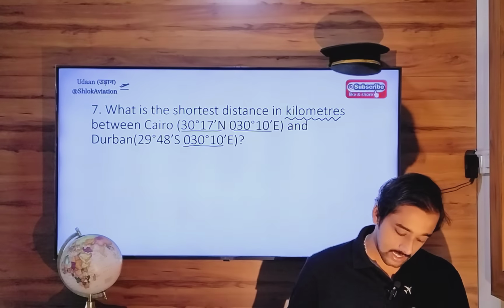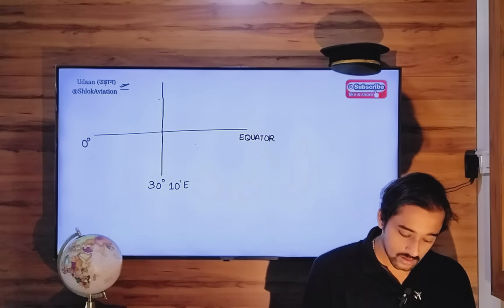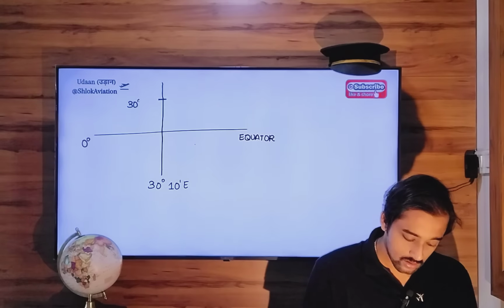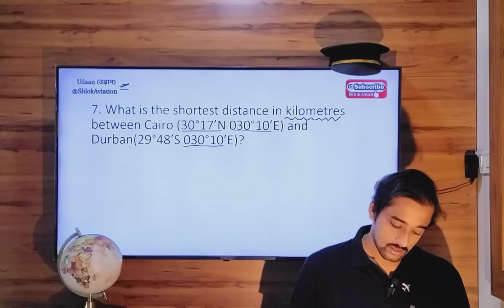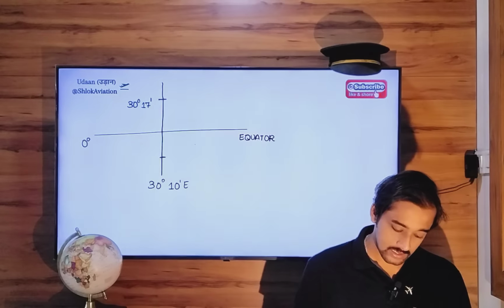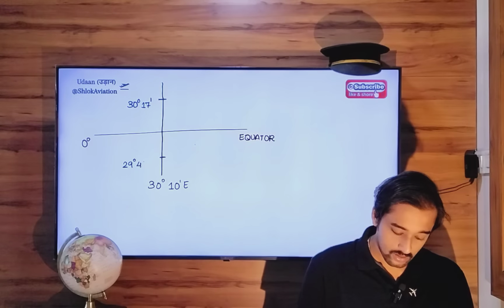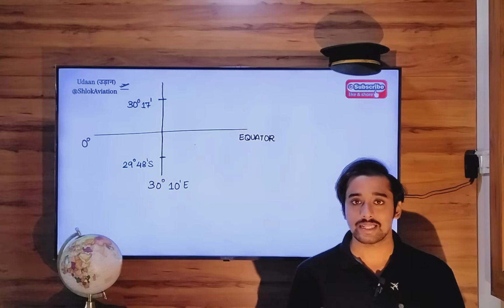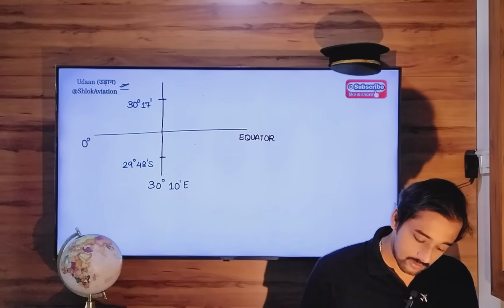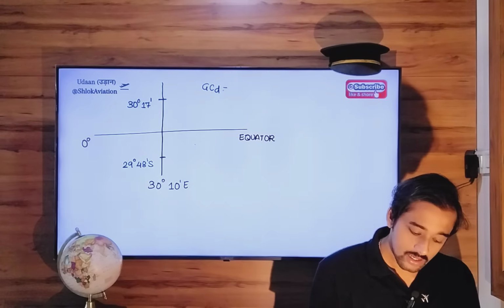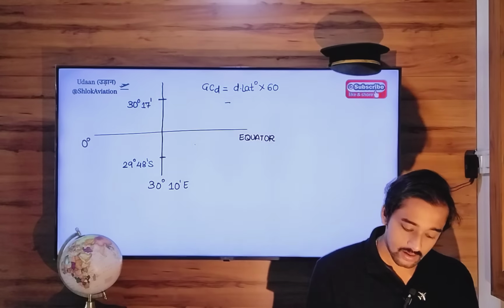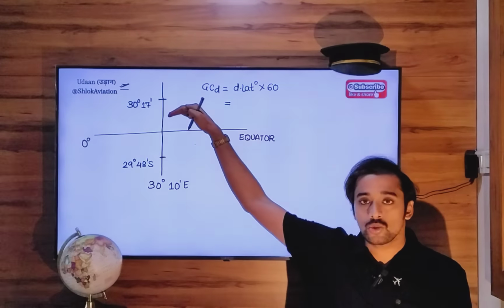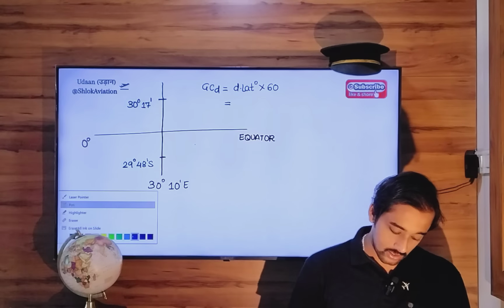Now Cairo is 30 degrees 17 minutes north, and Durban is 29 degrees 48 minutes south. We have to find the shortest distance between them, in other words the great circle distance between them. Now great circle distance is equal to the difference in latitude in degrees multiplied by 60. Now what is the difference in latitude between these two locations?